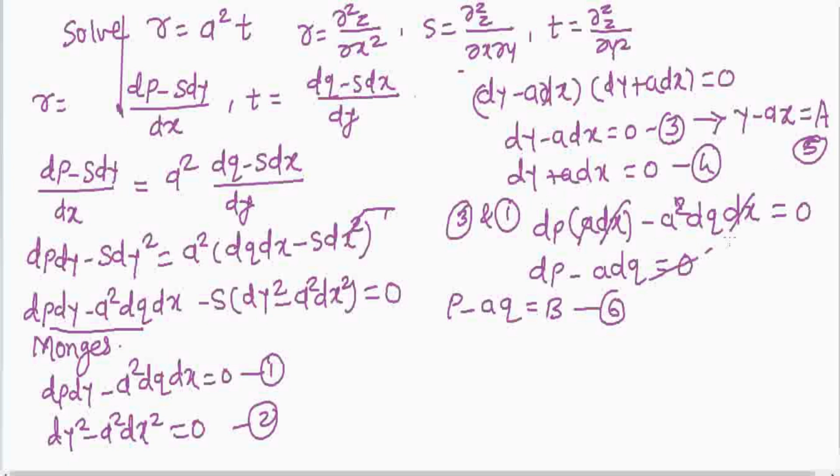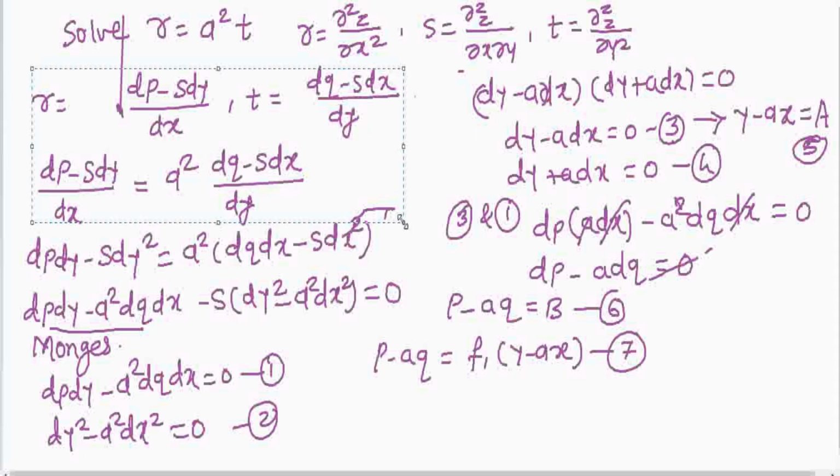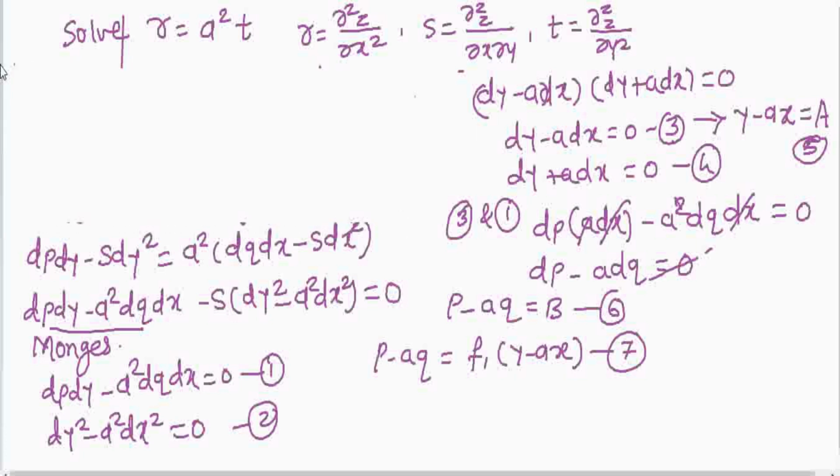So from 5 and 6, what we get here is p minus aq equal to f1 of y minus ax, function of f. Let us call it equation number 7. I will write this equation separately, since we need it. So what is my equation number 7? Equation number 7 is p minus aq equal to f1 of y minus ax. This is 7.